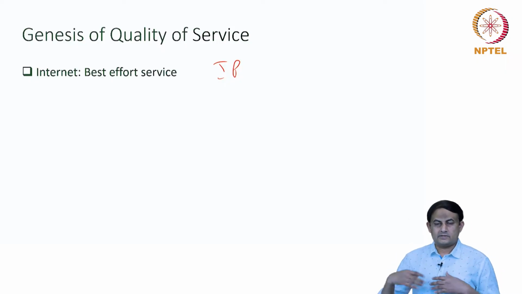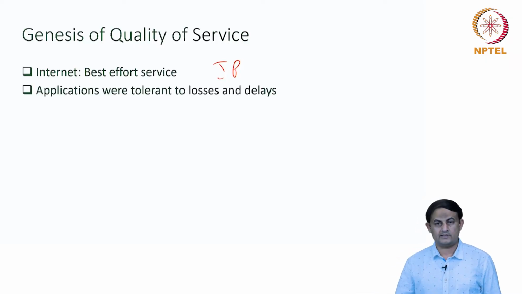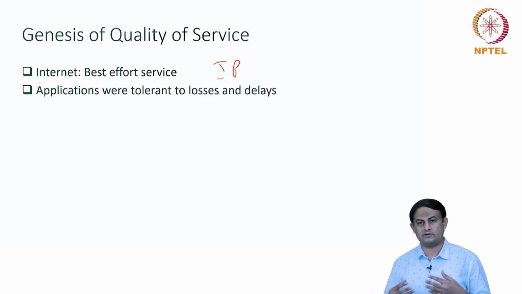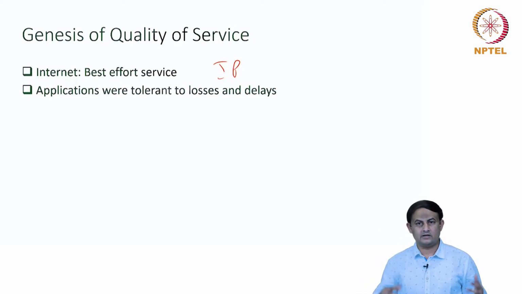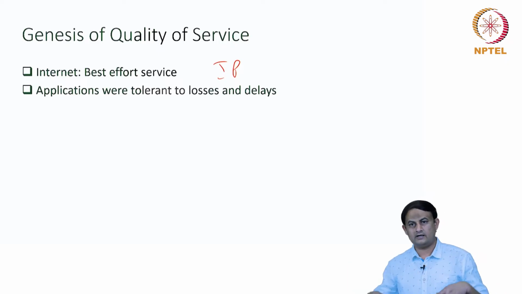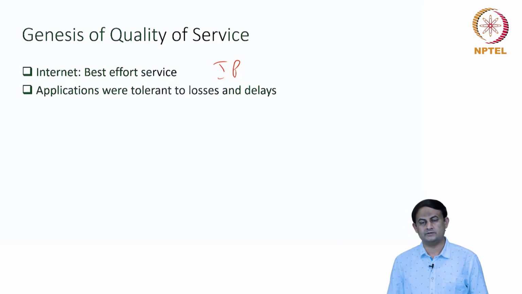This kind of service model was good enough in the earlier days, because the applications which were using this kind of service delivery model were completely different. In the earlier days, file transfer and email were the two primary applications. They are not sensitive to these kinds of losses and delays. At a higher layer, particularly at the TCP and the application layer, you can handle such losses and other errors that are introduced in the transmission.